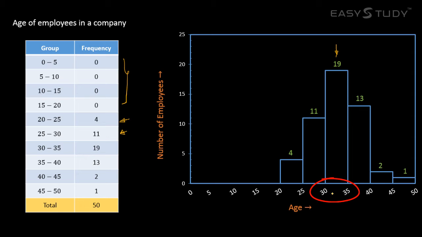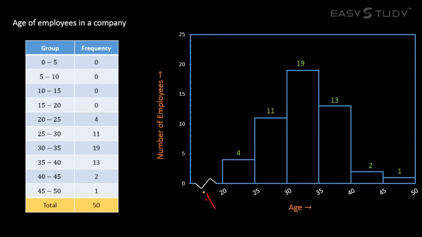Now, since we don't have any employees younger than 20, the graph is shifted to the right. To skip those groups, since we don't have data for those groups, we will use jagged line. Here it means we are not showing data from 0 to 20.